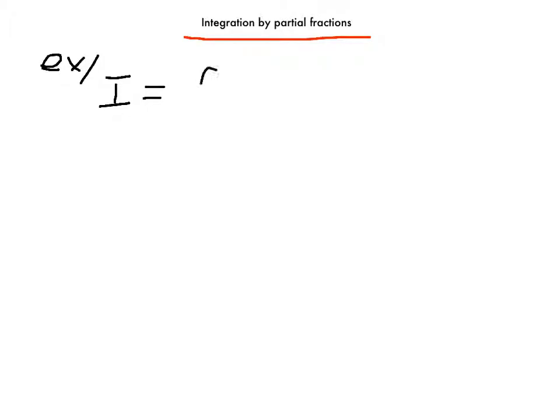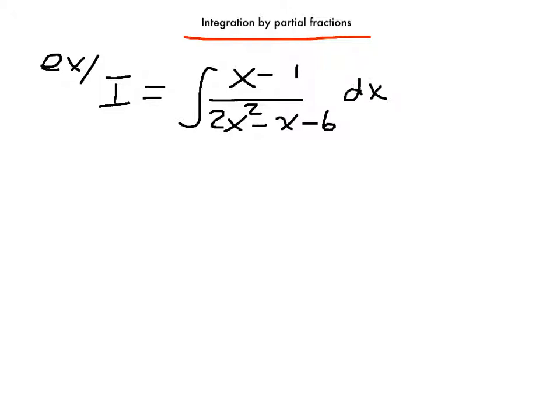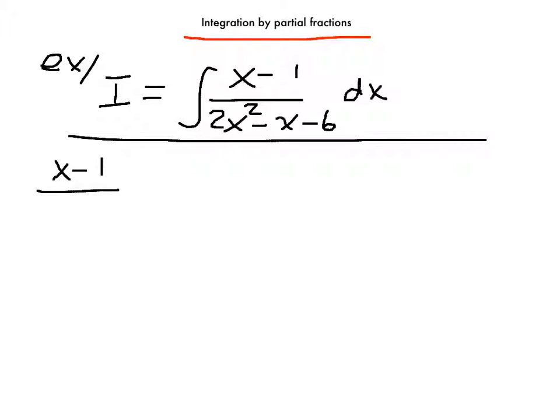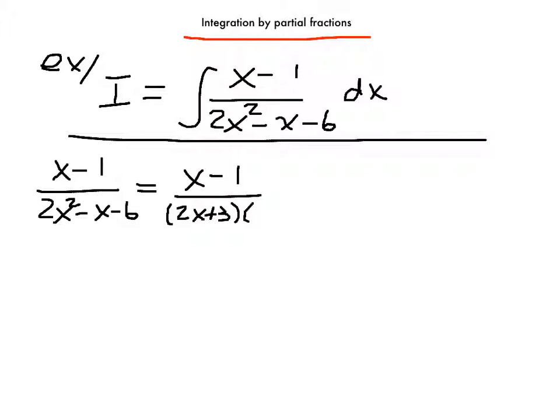Suppose we're trying to integrate this expression. Now, it would be great if x minus 1 was a factor of the denominator, but it's not. And so what we're going to do here is analyze this fraction: x minus 1 over 2x squared minus x minus 6. And it factors like this: 2x plus 3 times x minus 2. Right?